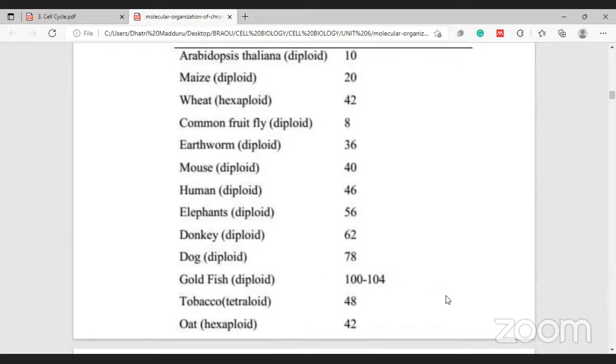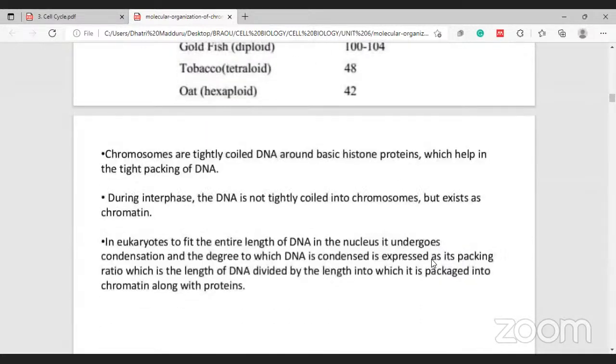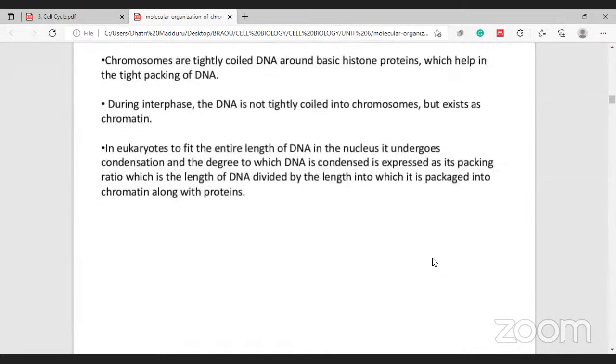And tobacco, you can see, is tetraploid. That means 4 sets. And oats are hexaploid. If you see crop species like wheat and oats, they are hexaploid. So you can see each species has a different number of chromosomes.